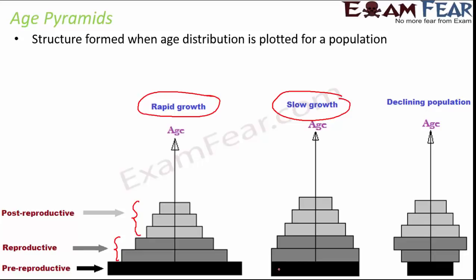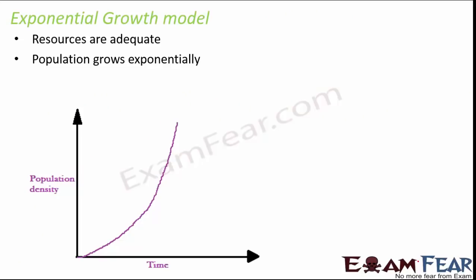where you see the pre-reproductive phase and the reproductive phase do not have much difference. So it shows a slow growth, whereas a graph like this shows a declining population. In case you are interested to learn in detail about each of these categories, you can refer to the detailed video. But again, this is important.